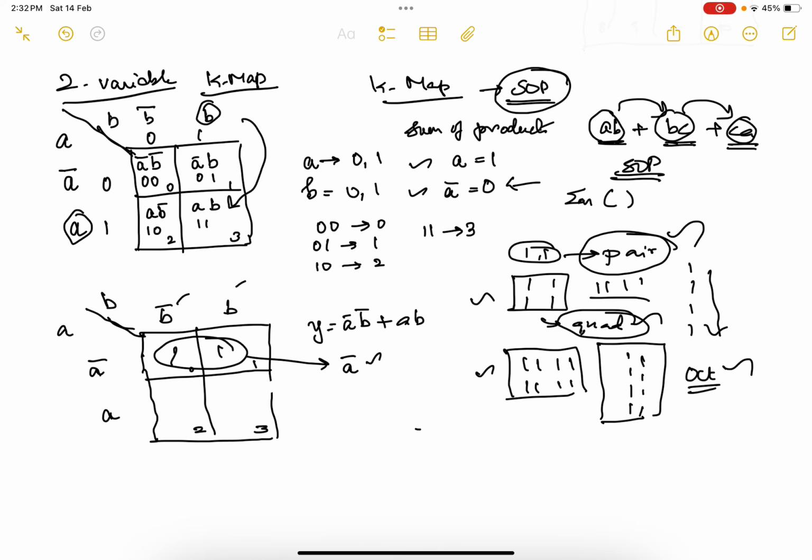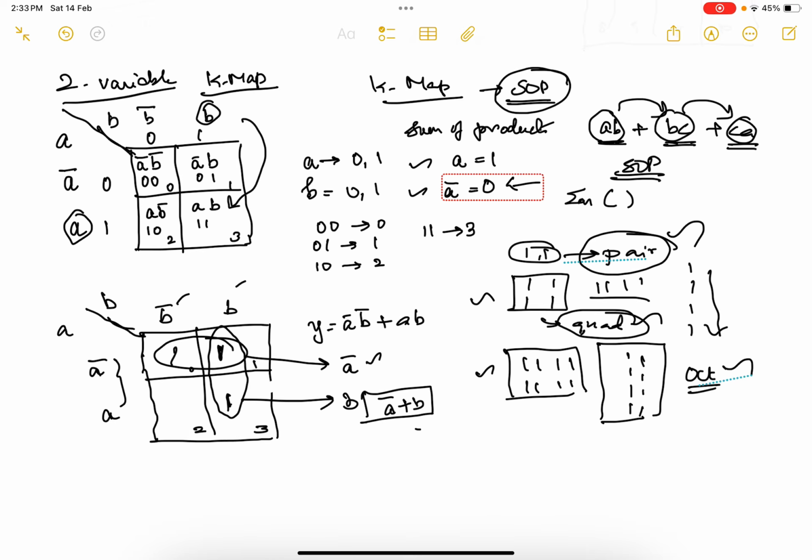Got it? So for example, if I have one more 1 here, what will happen? Here I can form a pair like this. For this pair, what is the answer? Row wise, the top one and the bottom one are combined. So here A and A dash are changing, so I cannot write A and A dash. But column wise, it appears in only one column, that is B. So B is the answer. So for this, the answer is A dash plus B.